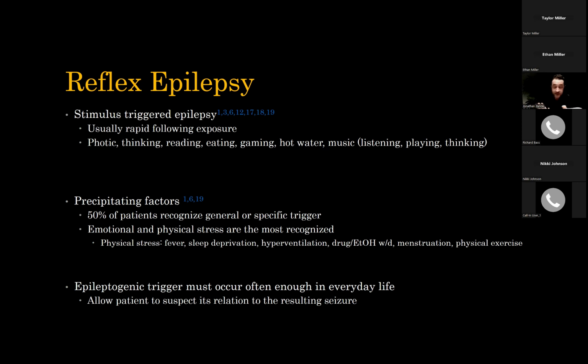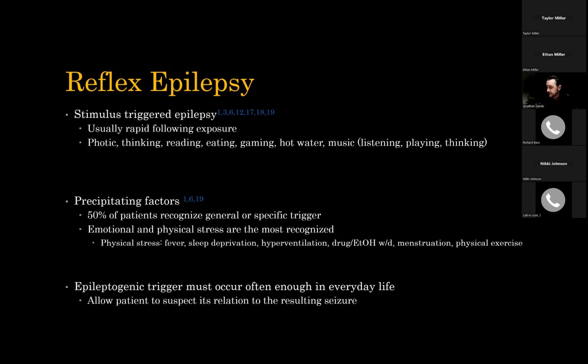Now, about 50% of the patients are able to recognize that happens. Not everyone, but generally, for it to be considered a reflex epilepsy, we have to be able to recognize that something happens and then a seizure occurs afterwards. And emotional and physical things can cause seizures as well. So it doesn't just have to be a reflex from some kind of act, but it could be a reflex from something that happens to us, a fever, losing sleep, that happens all the time.